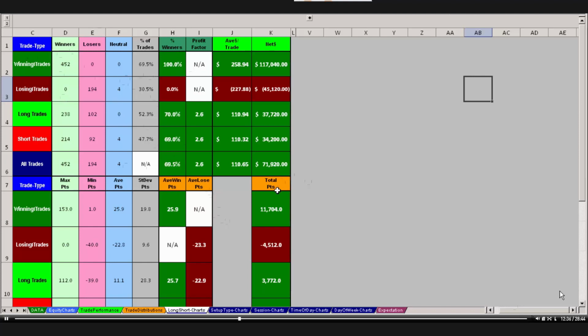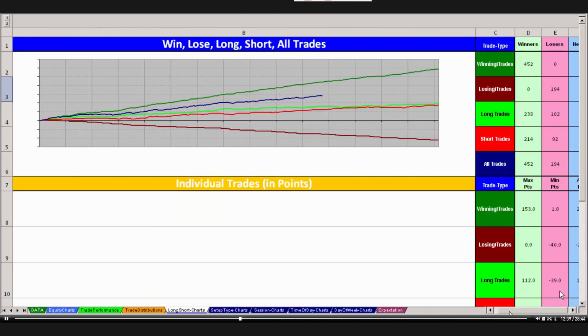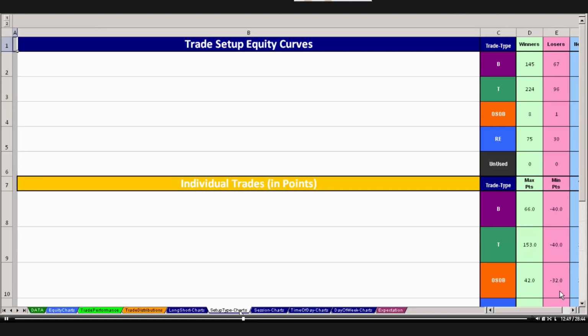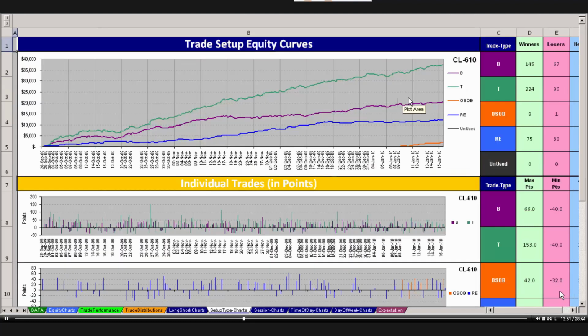Let's go ahead and just quickly click on the other tabs. You'll see that the next 4 tabs look identical, but they're analyzing a different trade type. So the next session is the setup type. Here, looks identical. It's the same kind of graphs. You'll see there's 4 graphs there. But what we're looking at is the trade setup.